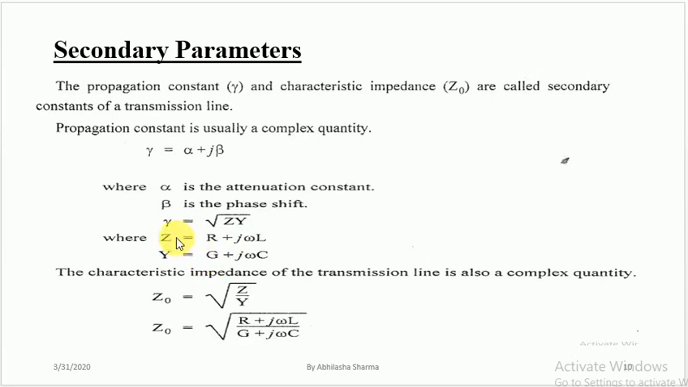Z is equivalent to R plus j omega L, and Y is G plus j omega C. And how to define the characteristic impedance? The characteristic impedance is the root of Z over Y, and you just put the values of Z and Y in this equation from here.